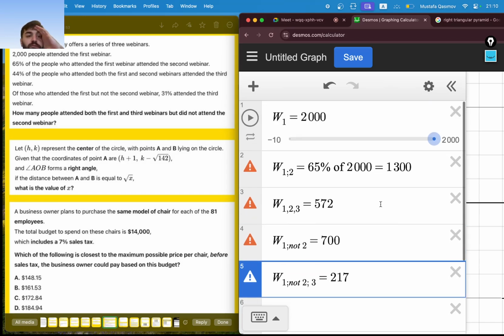So it asks how many people attend the first and third one but do not attend the second one. It is 217. Any question? Any question? Can you hear me?